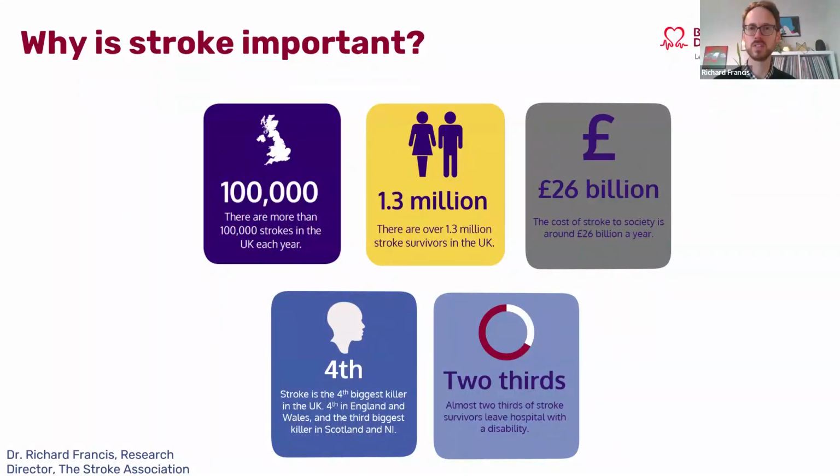We know that stroke costs about £26 billion to the economy. This is partly due to the long-term effects of stroke and people needing long-term care. That's because about two-thirds of stroke survivors leave the hospital with some type of disability. This could be physical, cognitive, or a different type of impairment that means that people need to have long-term care. Next slide, please.